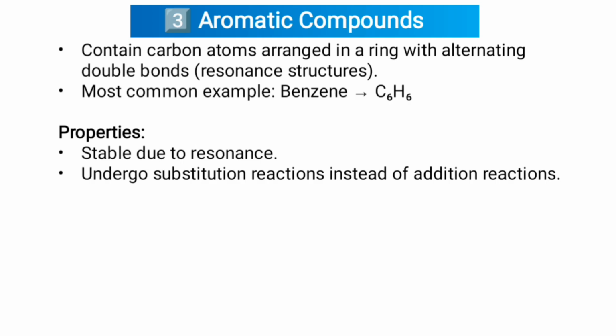And third one is aromatic compounds, which contain carbon atoms arranged in a ring with alternating double bonds, resonance structures. Most common example is benzene C6H6. Properties: stable due to resonance, undergo substitution reactions instead of addition reactions.